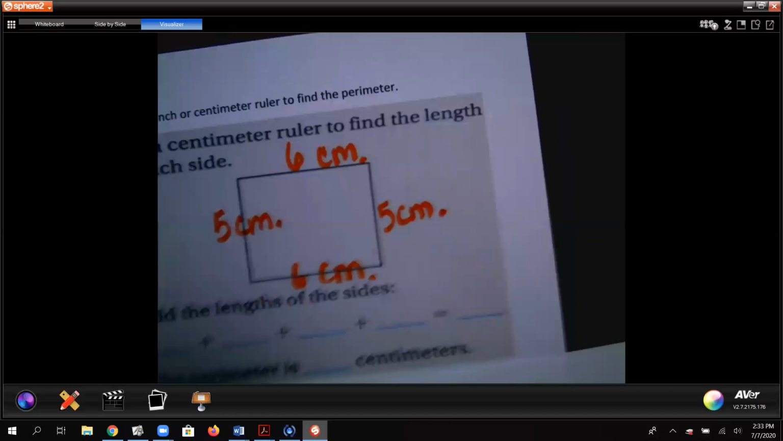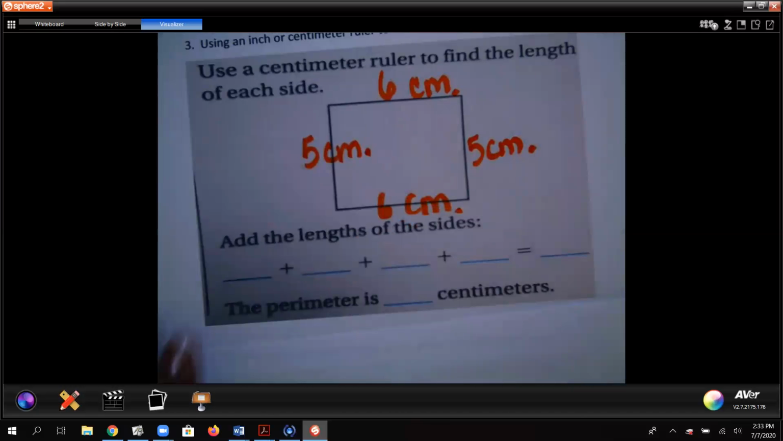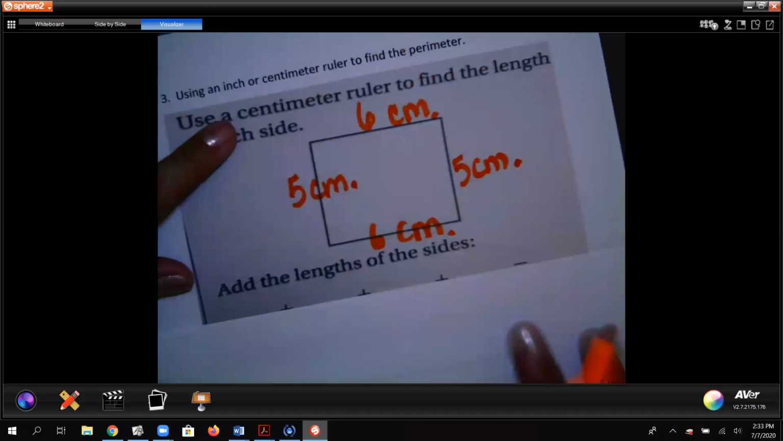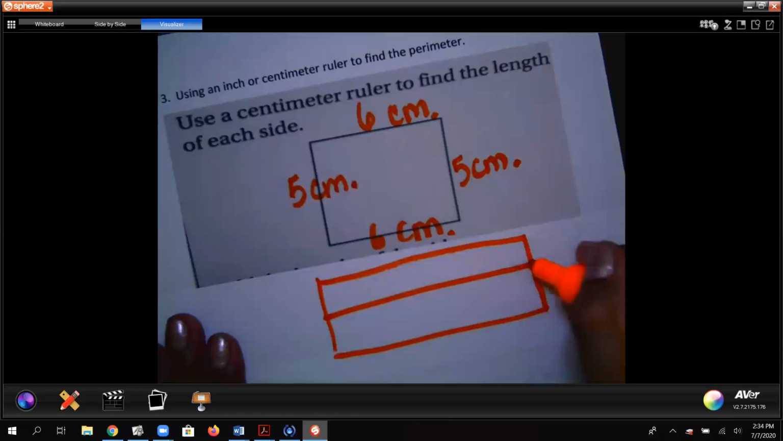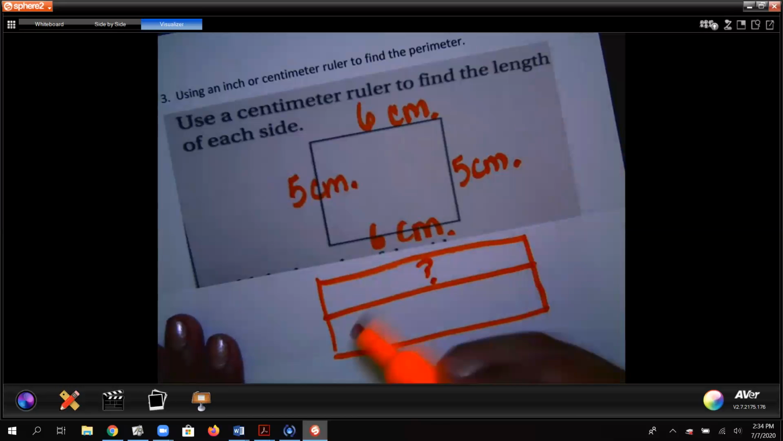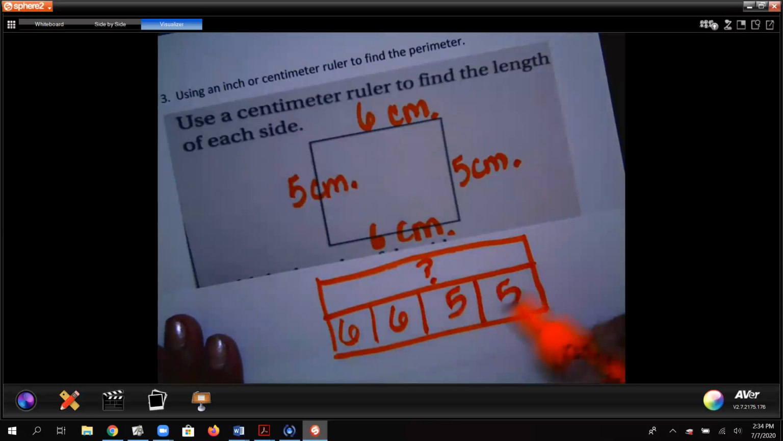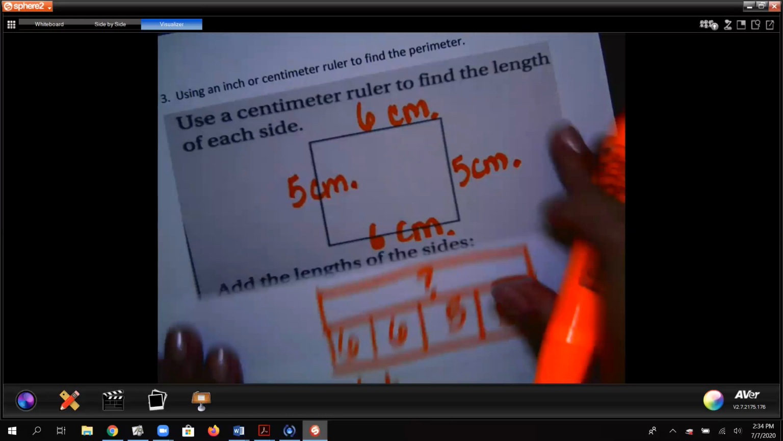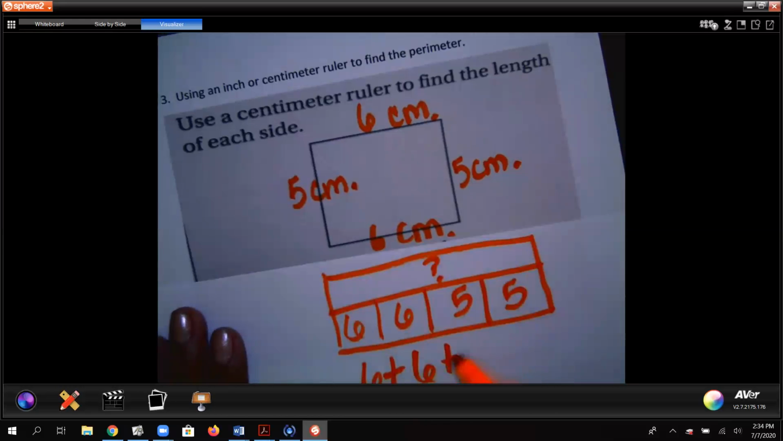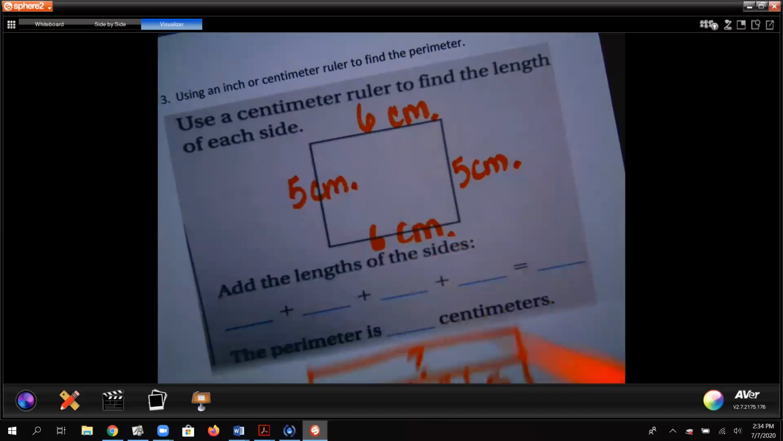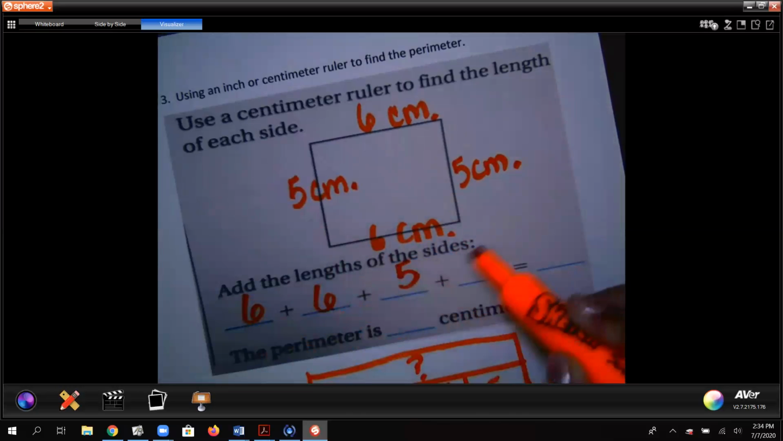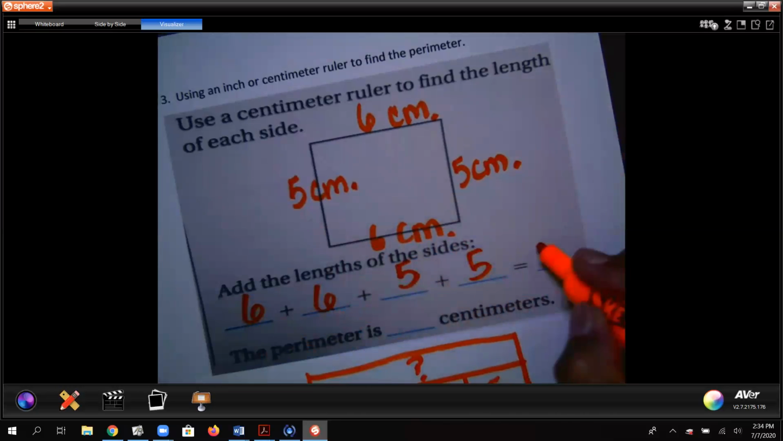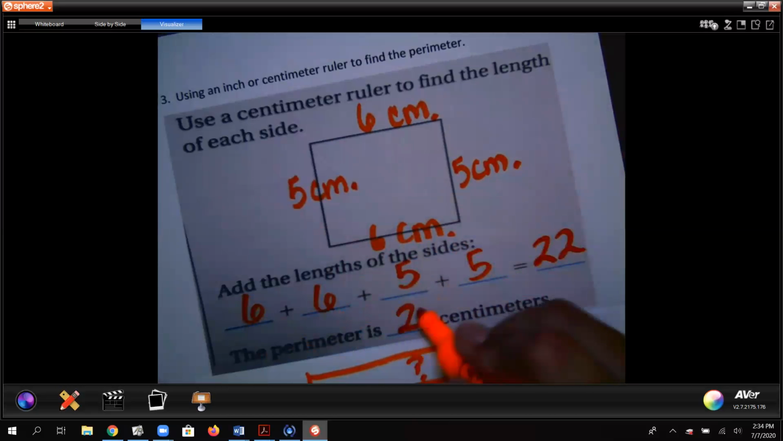Okay, so there's that. Add the side lengths of the sides. So again, if you wanted to use your part whole, that would be pretty simple to put in your chart. You're asking for the whole, and we found each of the side lengths: 6, 6, 5, and 5. So now you would just add 6 plus 6 plus 5 plus 5. And that's what you would put also on there. It says add the lengths of the sides. 6 plus 6 plus 5 plus 5 would give me 22. So the perimeter is 22 centimeters.